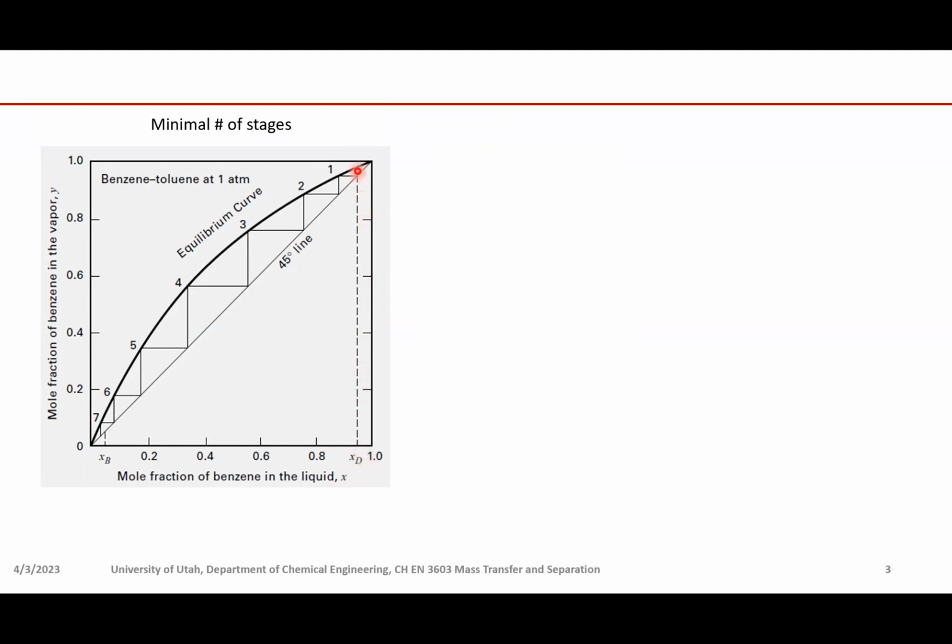Okay, and we do the step off, and then we find out after the 7th stage, we will obtain a composition that is lower than XB. XB is the mole fraction of the bottom. So that means we need at least 7 stages. If we are taking an integer number of stages. If we can do a fractional number of stages, then that will be 6.7. So basically, we can get XB at this particular point.